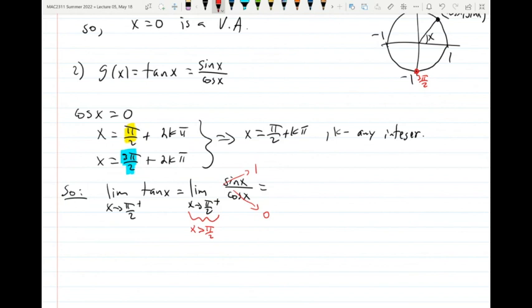We did this analysis on Monday. This means that x is in quadrant 2. Yes? We are analyzing cosine. What do you know about cosine in quadrant 2? Is it positive or negative? Negative. So we're getting close to 0 with negative numbers.